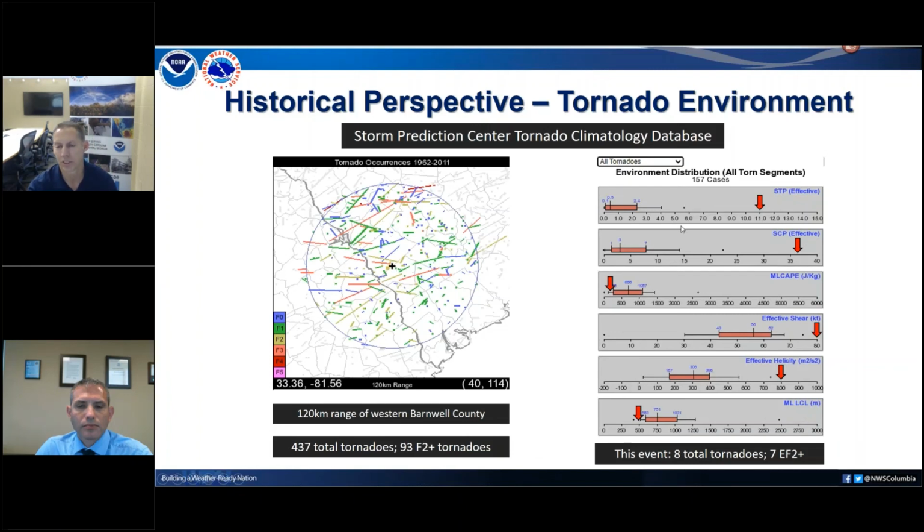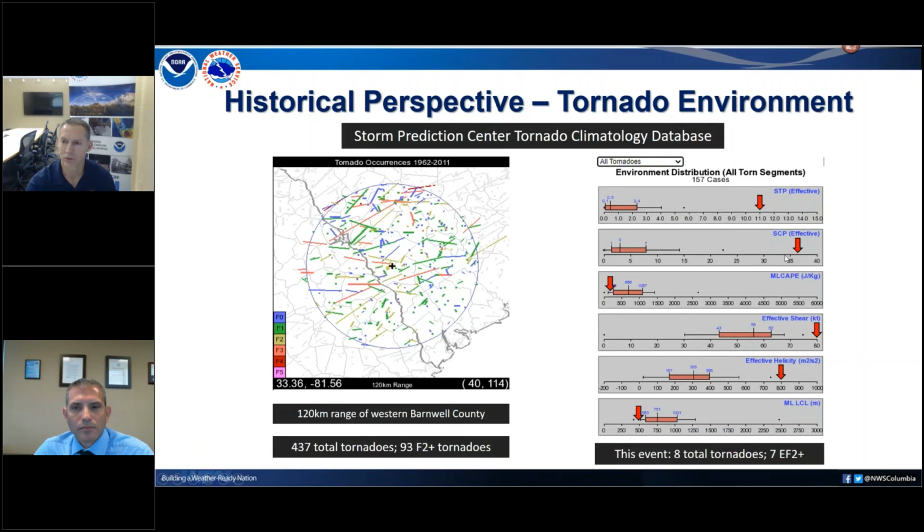And so what you'll see over here on the right-hand side is a box and whisker plot of the various values, the significant tornado parameter there at the top. You can see that 50% of all the values in the database occur generally in this red boxed area. And then the extreme values, the highest values in the database, are represented by this little black point out here. So you can see in this particular case, we had some values that got as high as about 11, and that's almost double what the maximum value was in the climatology.